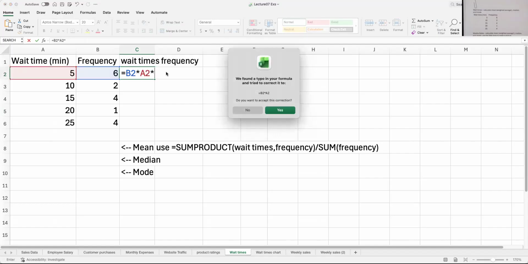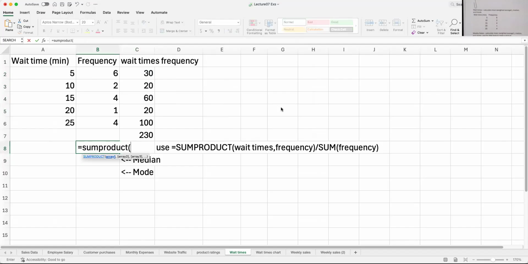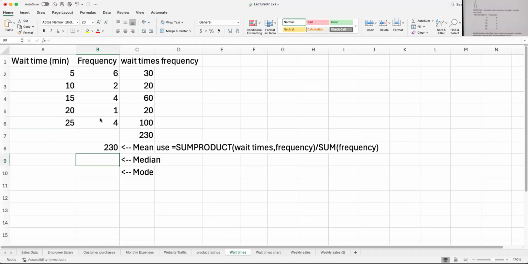There. Oop. Accept. And then I add those up. Notice if I go here and I type equals SUMPRODUCT, put in this list, comma, this list, it gives me the same number. It did the multiplying and adding in one fell swoop.